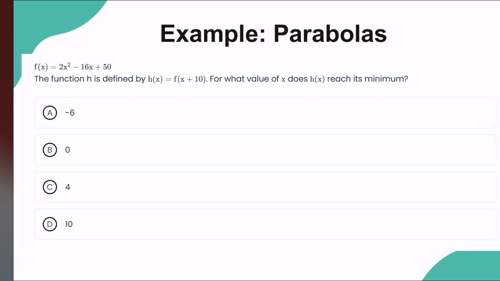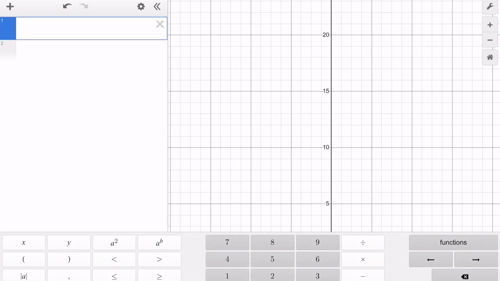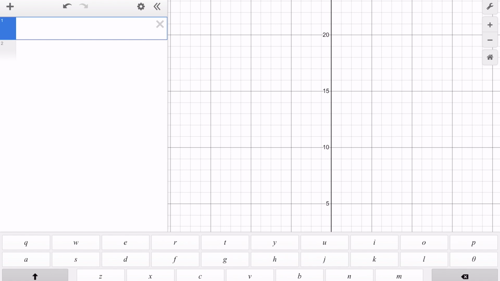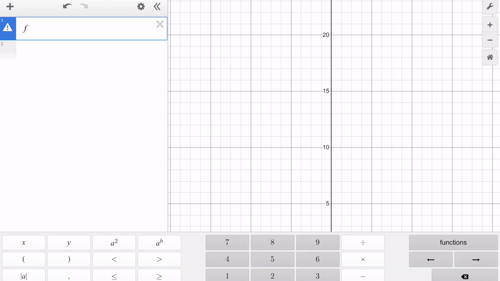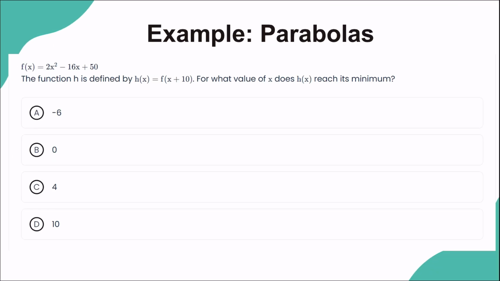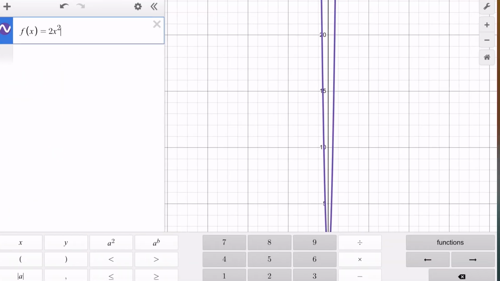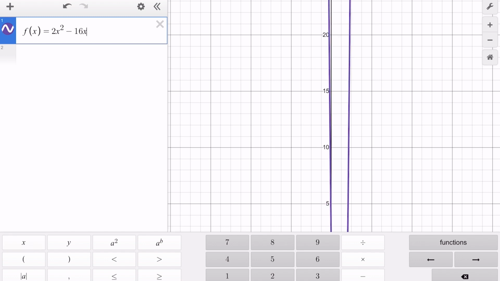So I'm going to start by just plugging in my original equation. Now, something I didn't mention before, I told you that Desmos only takes x's and y's, which is mostly true, but it also takes functions. And so I can actually put f of x exactly how the problem gives it to us, like here, and put equals, and then type in my function, 2x squared minus 16x plus 50. And it's going to recognize that just like a y, so I'm allowed to use that f of x.